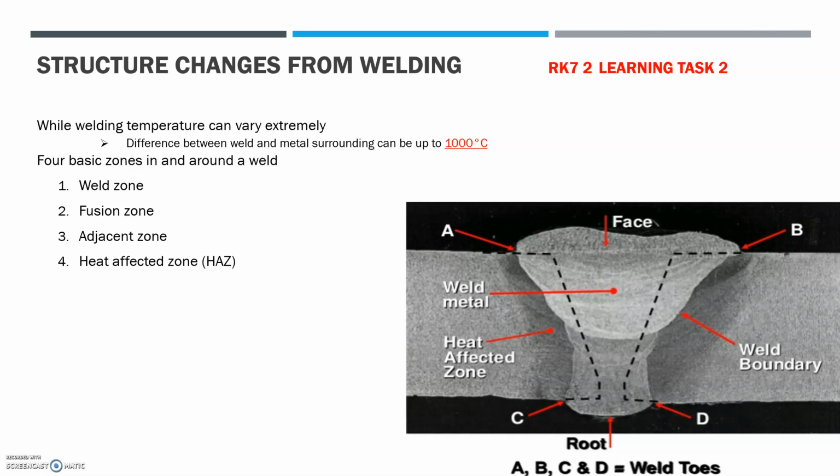Moving on to page 19, we'll get into structure changes from welding. When you're welding, there can be a difference in temperature in the surrounding area of up to 1000 degrees. The 4 basic zones around a weld are the weld zone, the fusion zone, the adjacent zone, and the heat affected zone. On this diagram, the weld boundary is the adjacent zone.